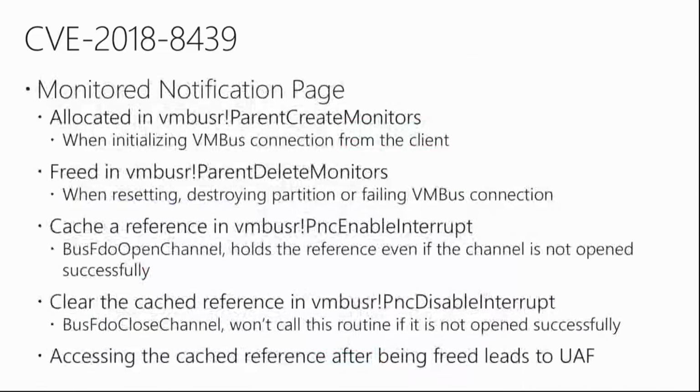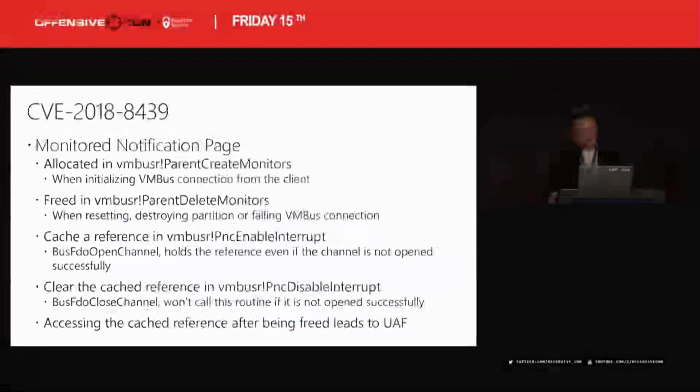The monitor page will be allocated when initializing a VM bus connection. It will be freed when resetting or destroying a partition, or failing VM bus connection. A reference to the monitor page will be cached internally to support interrupt, which eventually will be carried out by calling HV signal event using the parameters stored in monitor page. If the channel is not opened properly, it still holds the reference without clearing it. Then further access to the cached reference after being freed leads to UAF.